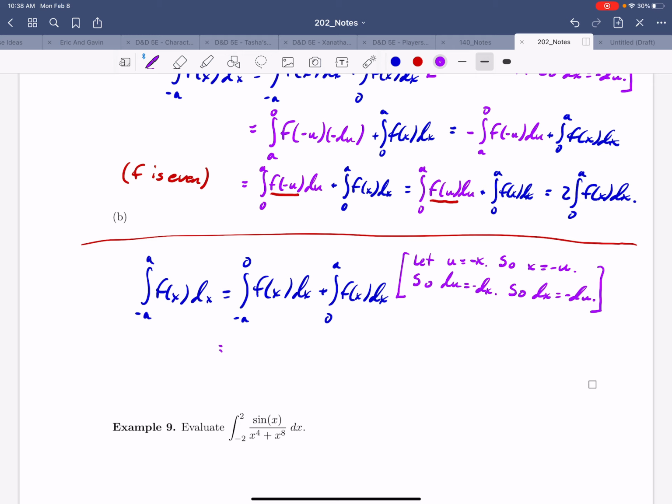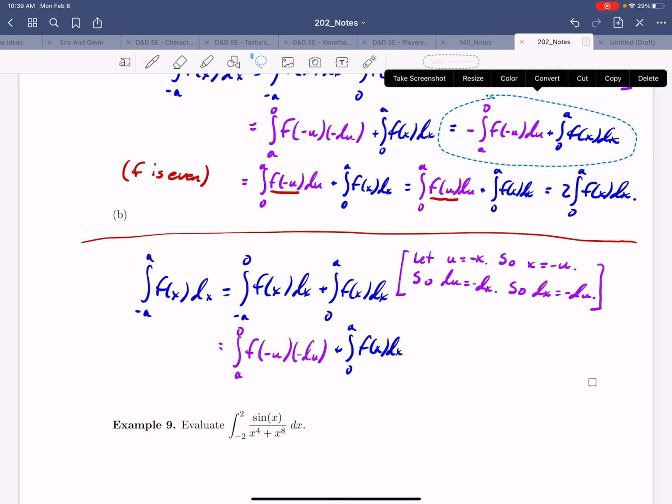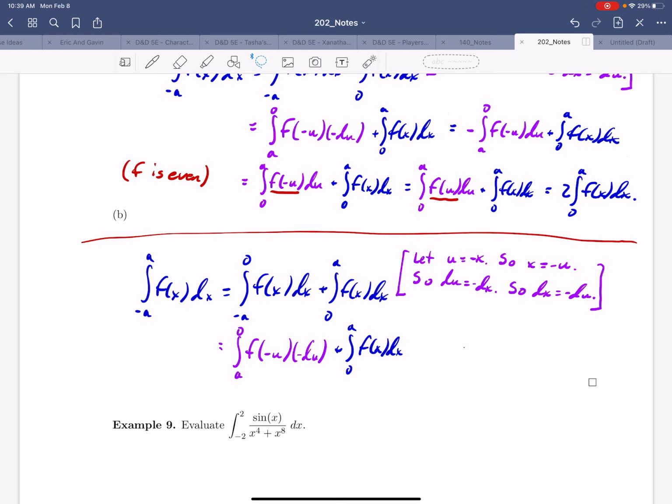So at this point, if we do our substitution, we've got the integral from, so I think once again it's going to be from a to 0 of f of negative u times negative du plus the integral from 0 to a, f of x dx, right? Same sort of thing as before, right? We're again going to do this. Because again, that's true. And again, this is true. Right? A lot of this is the same.